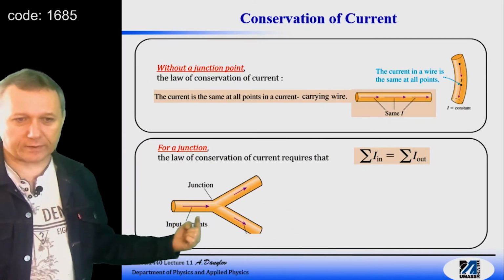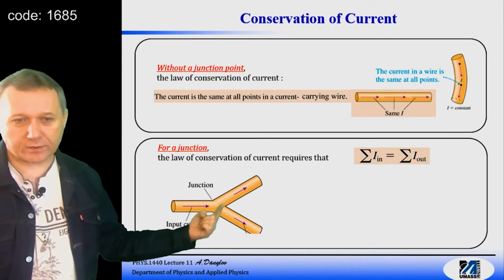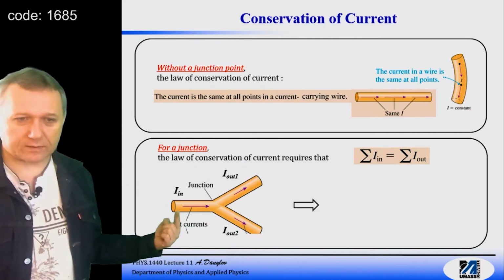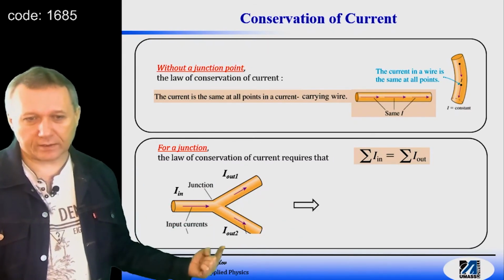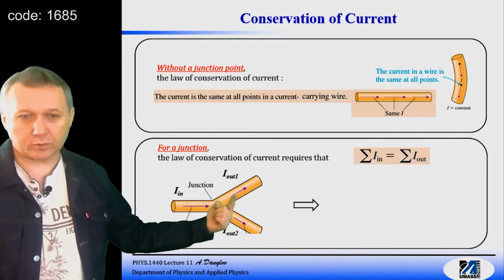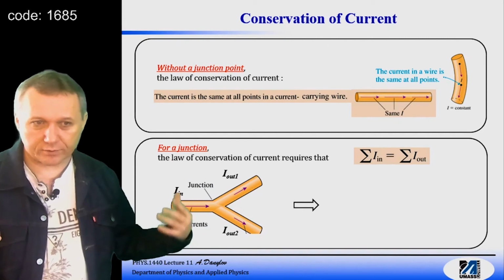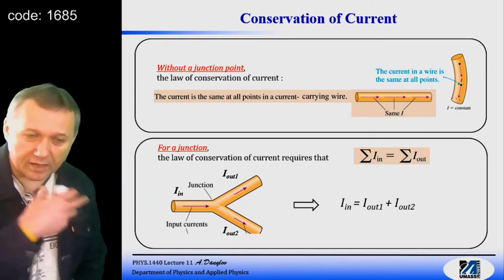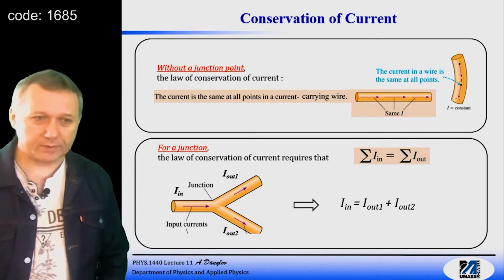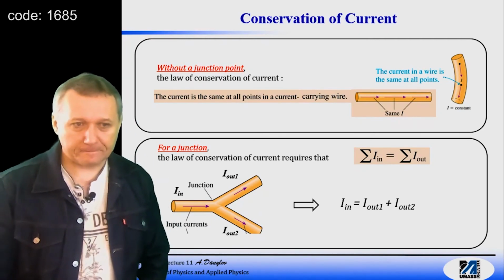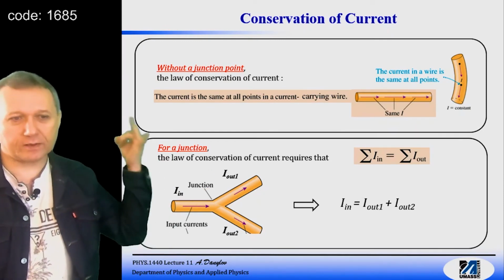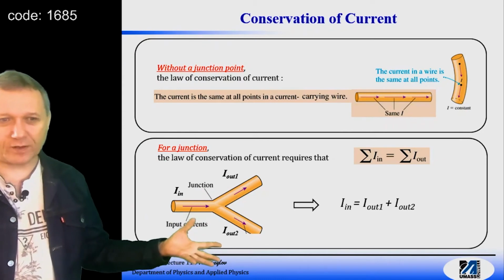For example, let's say this is a junction point, right? And we have one wire with current entering and these two wires with currents leaving. So let's say this is I in, this is I out 1, and this is I out 2. So in this case, I in equals I out 1 plus I out 2. Very straightforward, right? And again, what is behind all this? Conservation of charge applied in a circuitry.